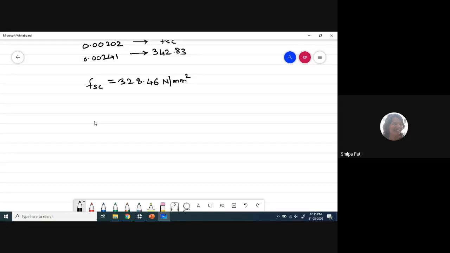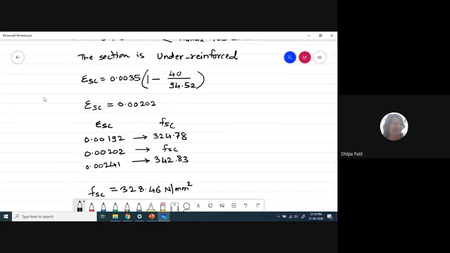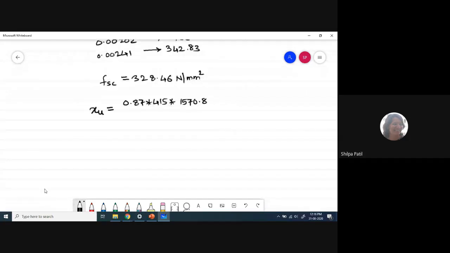Okay. So let us now calculate XU again for this FSC value. So again we will put the values of all the parameters, 0.87 FY into AST. AST value is 1570.8, right? The same one. Let me check. Yes, 79. All right.